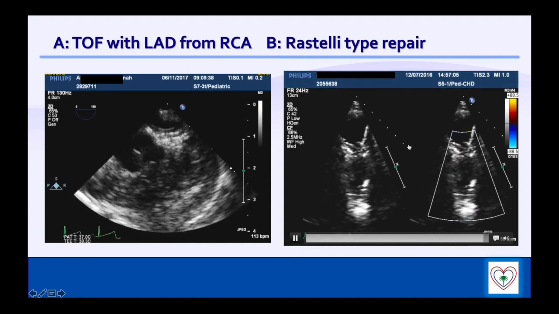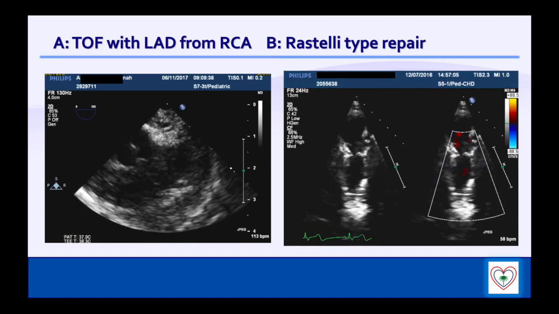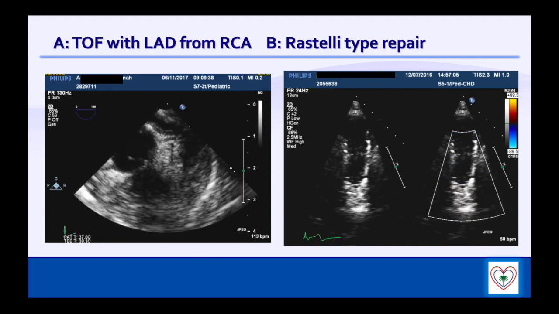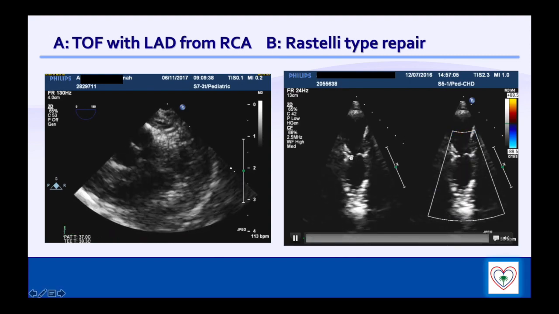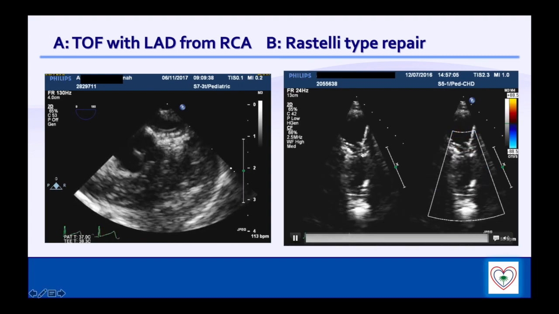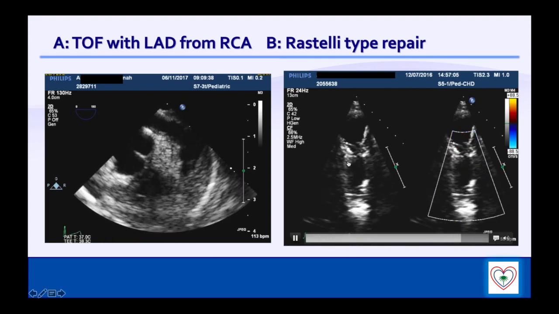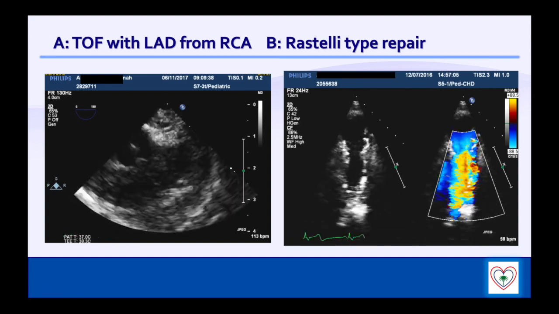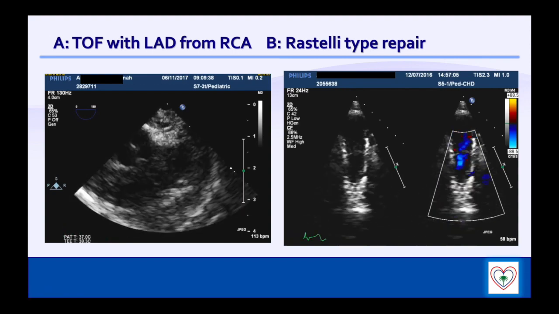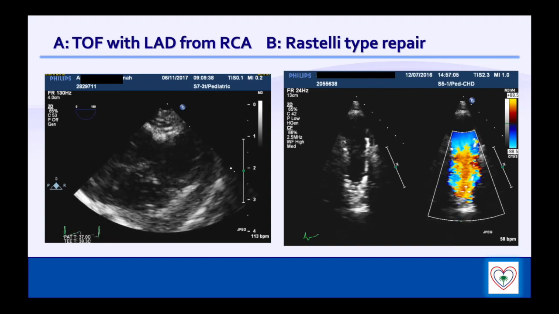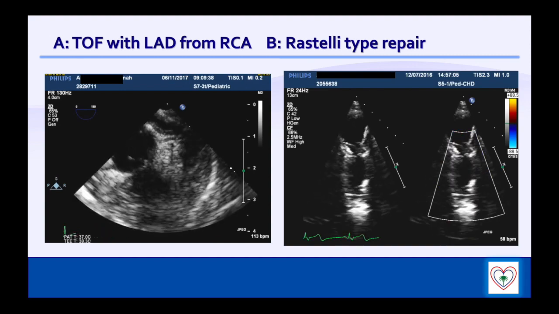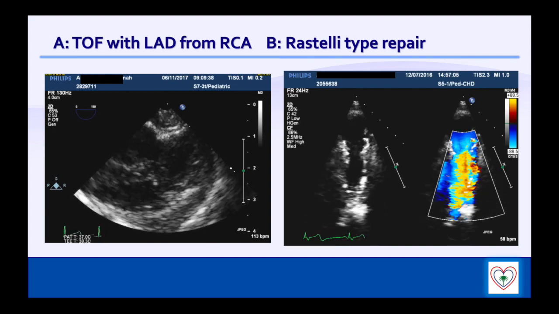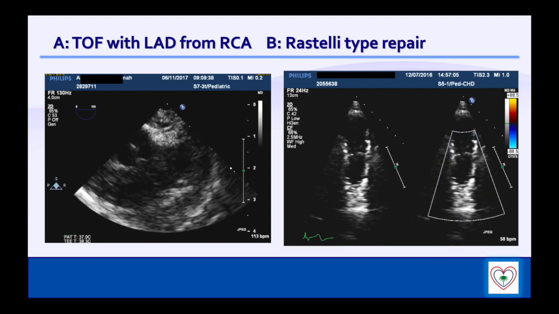is going for a Rastelli type of repair in which they close the VSD to the aorta, and then we put a conduit between the right ventricle and the pulmonary arteries, and we cannot do a transannular patch because the left anterior descending coronary artery is crossing on top of the right ventricular outflow tract. This is the last patient in our series for today.